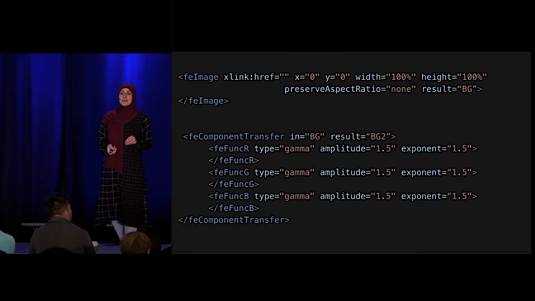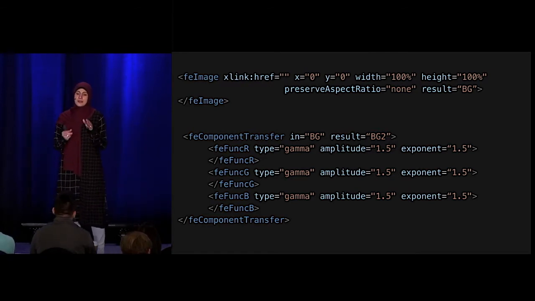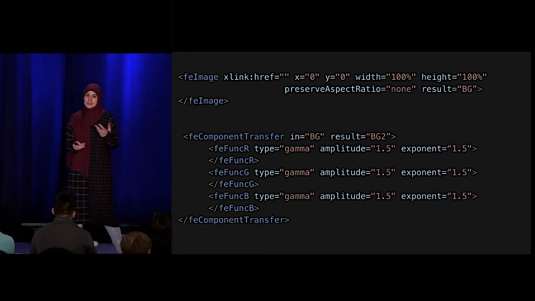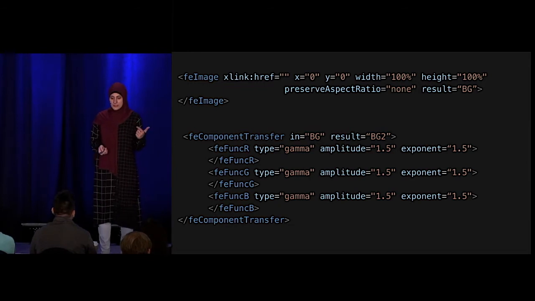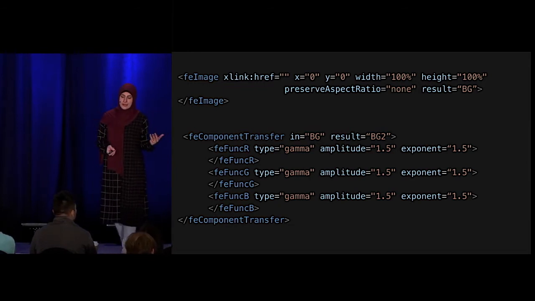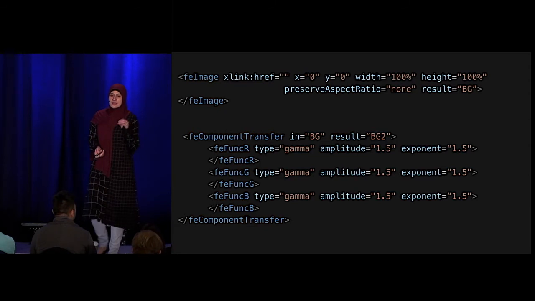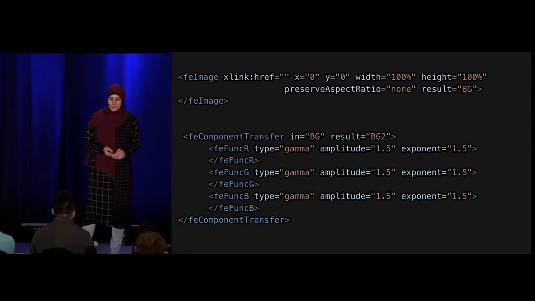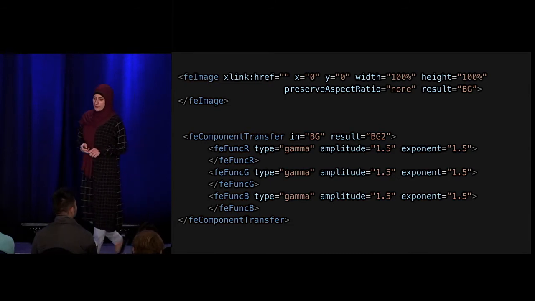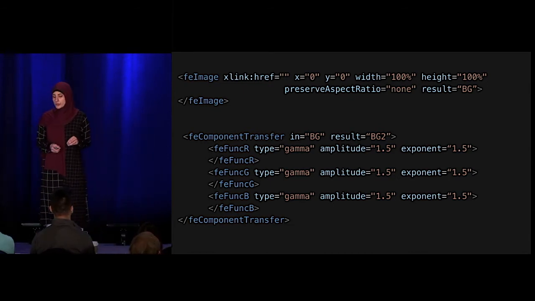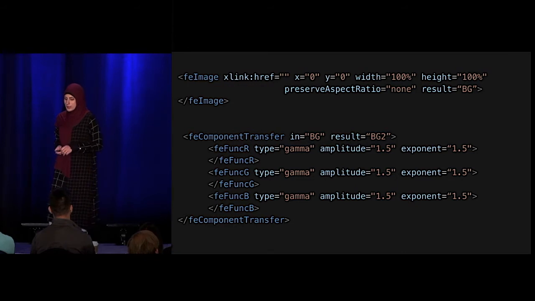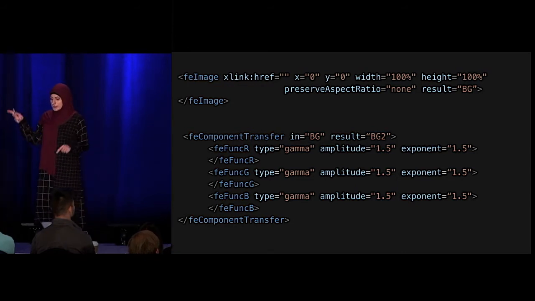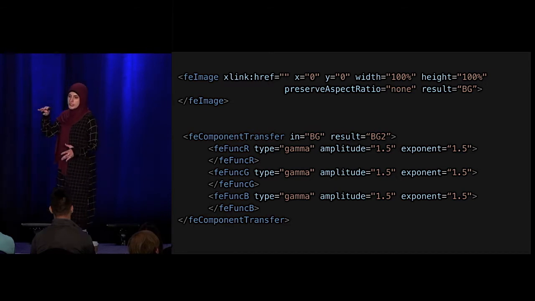Just like FE color matrix, component transfer allows you to do channel per channel editing of your images. So you have Func R, Func G, Func B, and then there's also Func A, each one of those channels. And then it allows you to apply a specific transfer function to each channel. In this case, I'm using the gamma function, which can be used to control the intensity and the contrast of the colors. Increasing the amplitude value increases the intensity of the colors. White becomes whiter, and darker shades become lighter.